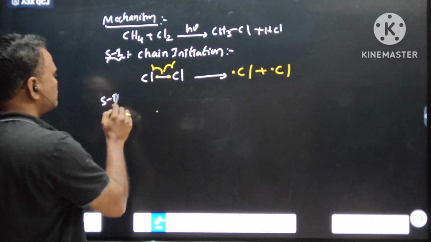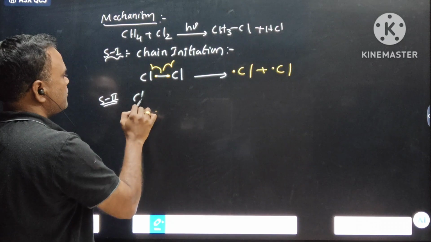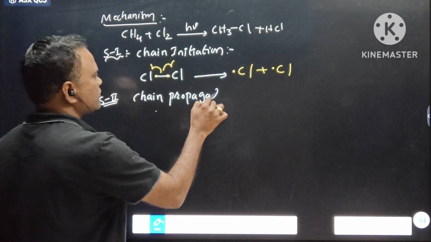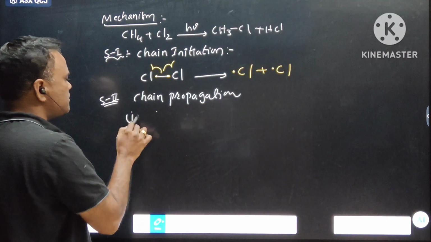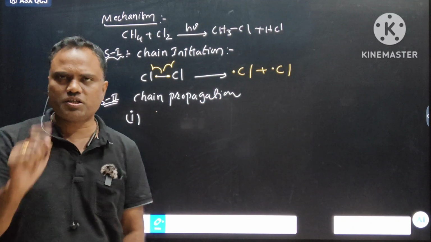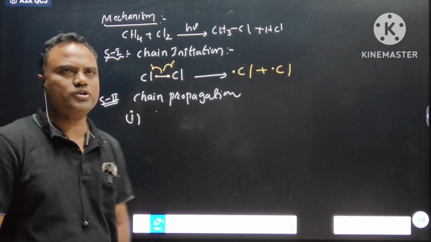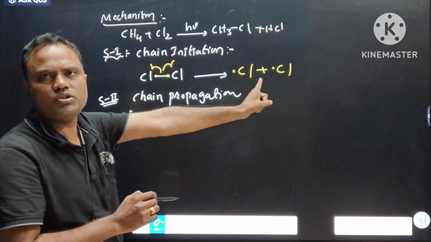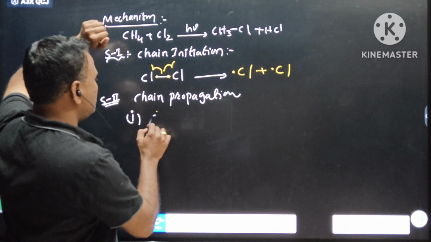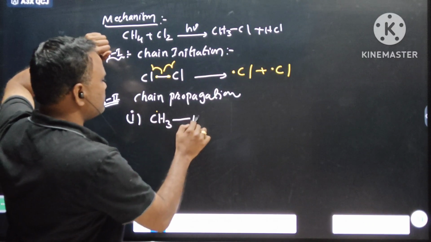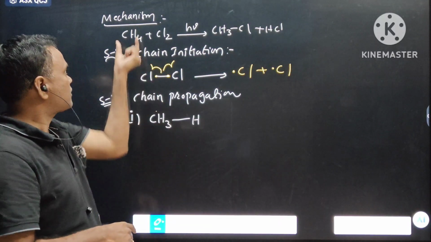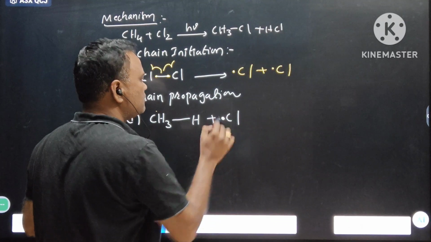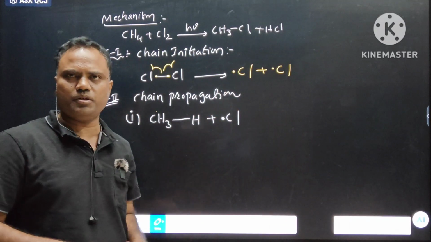Step 2, chain propagation. Chain propagation is classified into two steps: propagation 1 and propagation 2. See, in chain propagation 1, the formed halogen radical reacts with methane. I am writing methane like this: CH3H. Methane, CH4, can be written as CH3H. Any one of the formed halogen radicals reacts with methane.